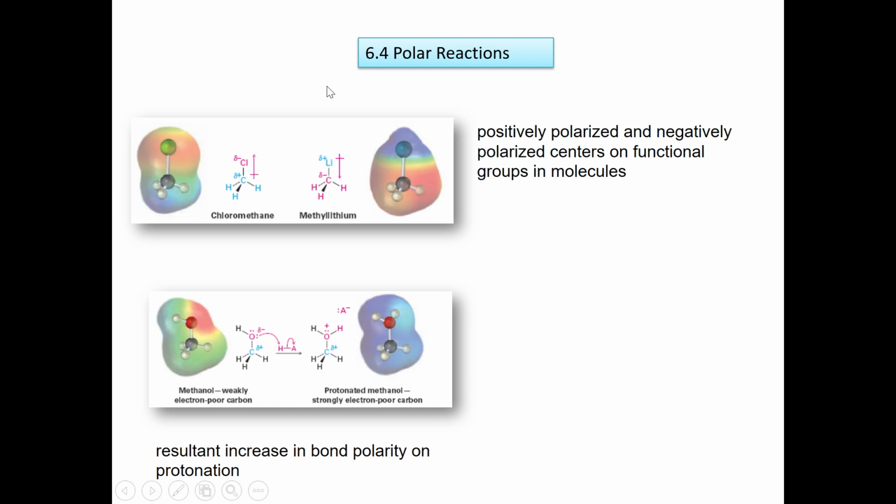We can increase the polarity of these bonds by, for example, if we have an alcohol, protonating the alcohol. Now we have water here. This is charged positively. That means that it's attracting more electrons from the carbon. The carbon becomes more positive and the oxygen becomes more electronegative. Okay?